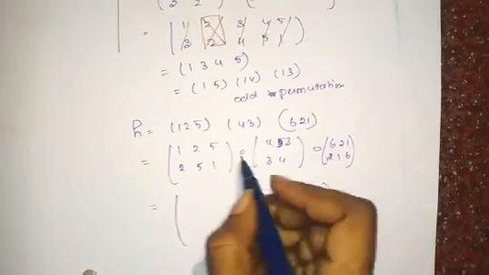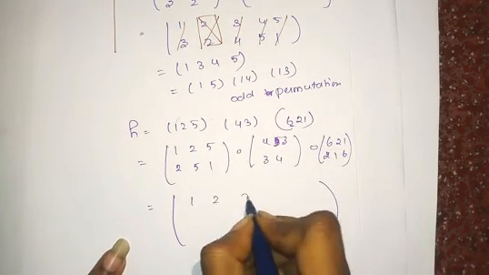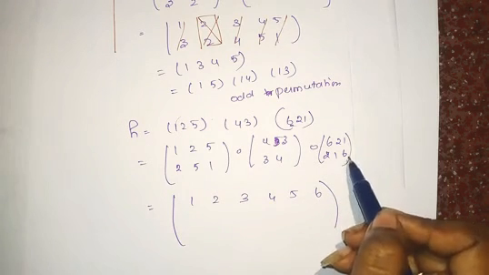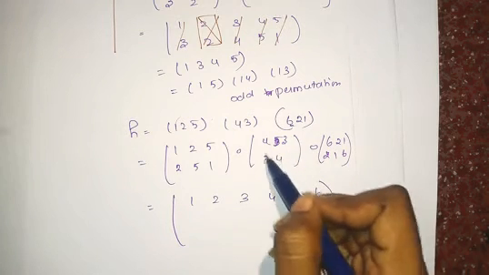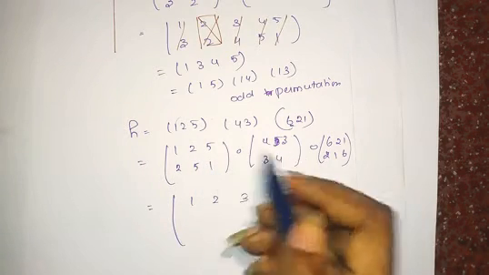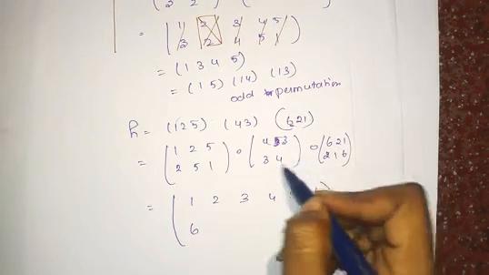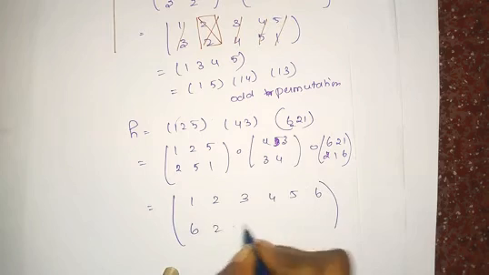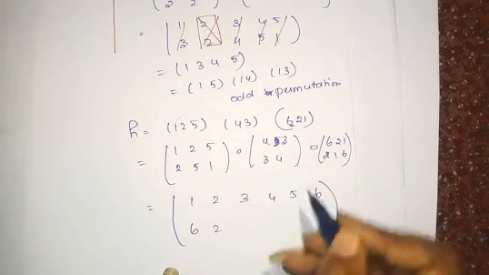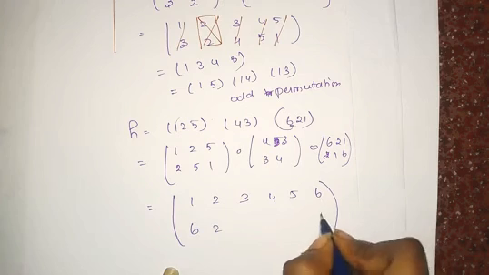Since the highest number here is 6, I'll write 1, 2, 3, 4, 5, 6 up to 6. 1 is mapped to 6, and 6 is not there, so 6 is mapped to 6 itself in this bracket. There is no 6 here, so 1 is mapped to 6. 2 is mapped to 1, there is no 1 here, so 1 is mapped to 2 itself. 6 is mapped to 2, there is no 2 here, 2 is mapped to 5.